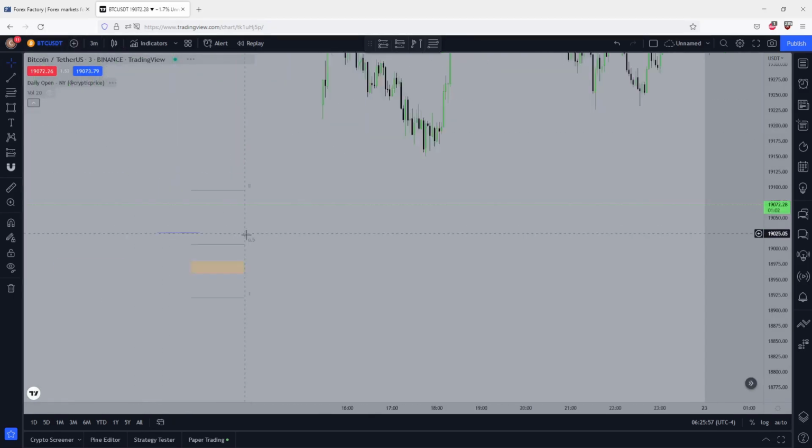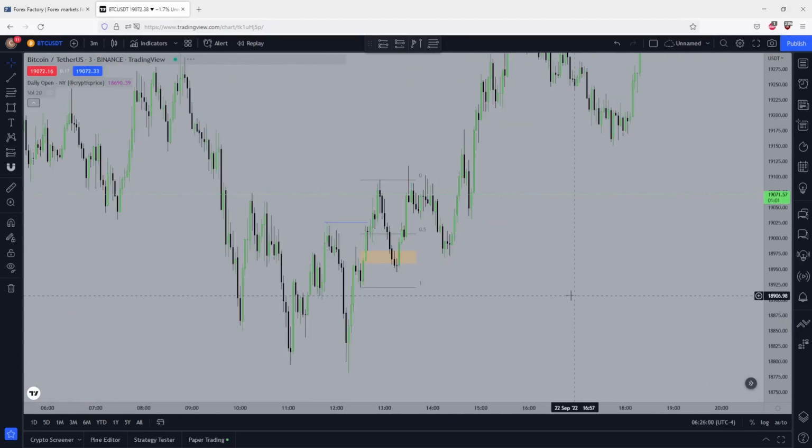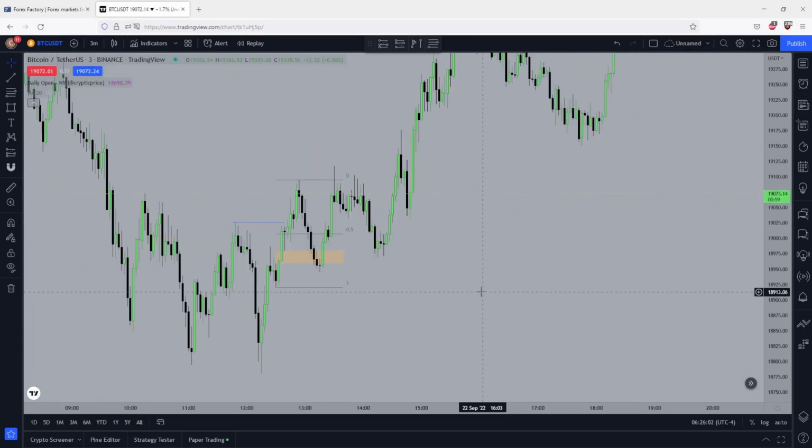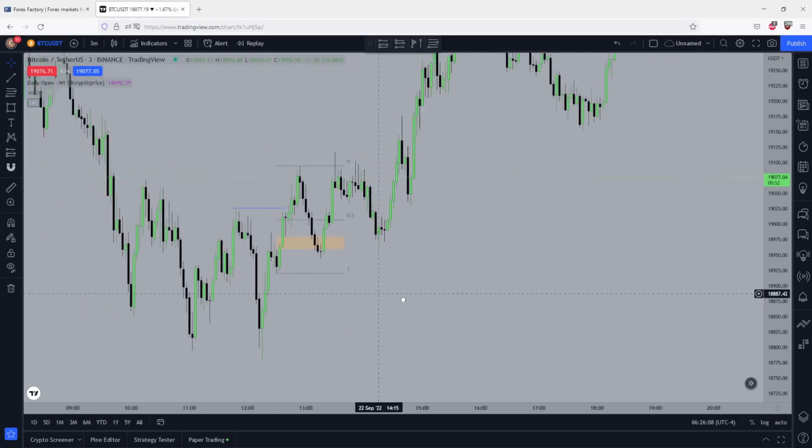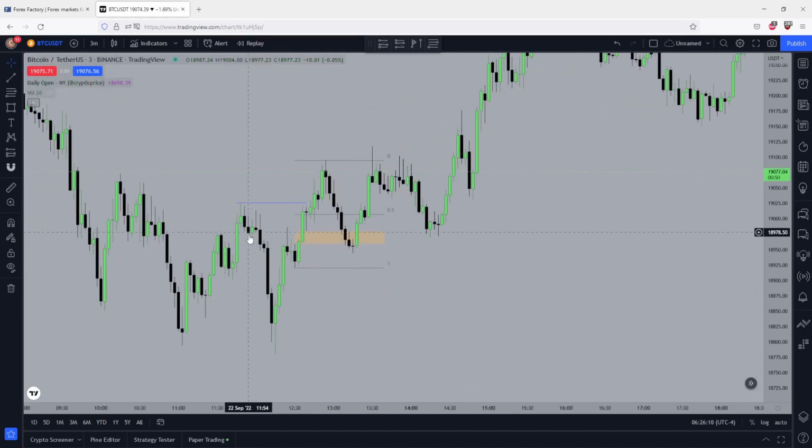This setup is also visible on the 3 minute, but it's not as cleanly visible. It's a little bit different. And that's why I chose to show it on the 5 minute. Because again, you can see it. You have this low, price shoots up, breaks this high, which leads to a market structure shift. The fair value gap is a little bit different here. It's a little bit smaller, but still the same thing.